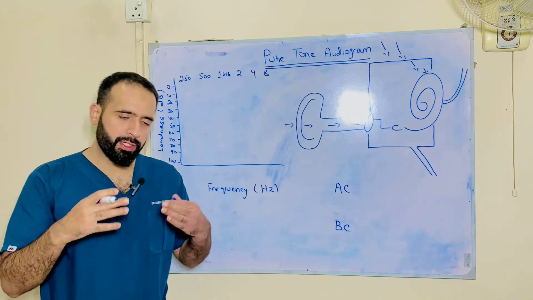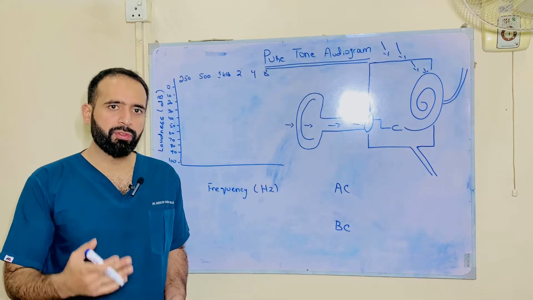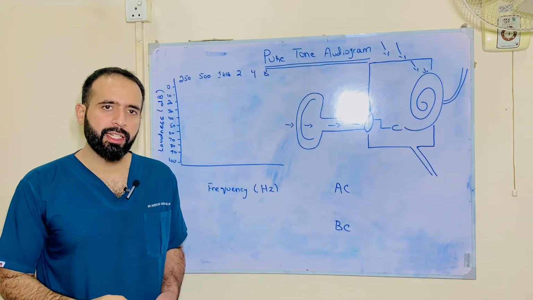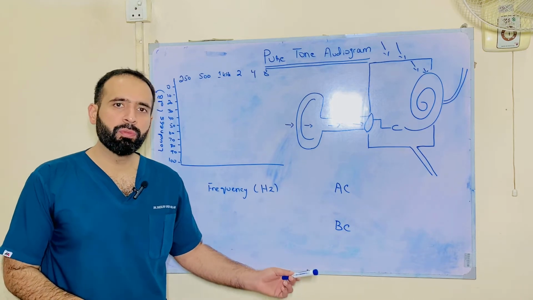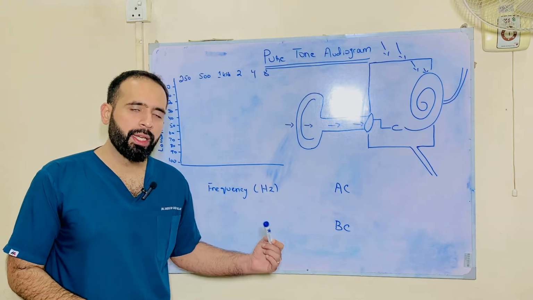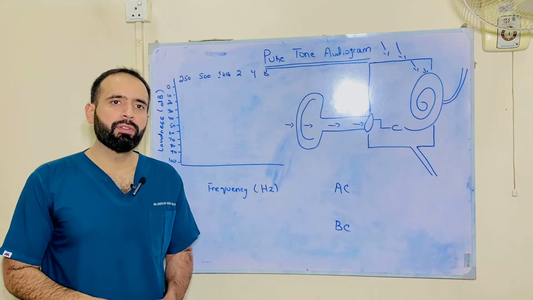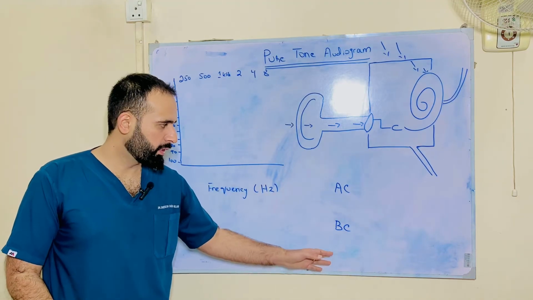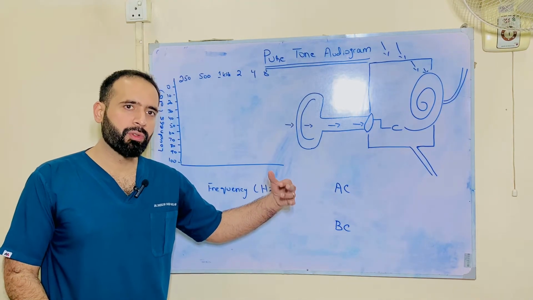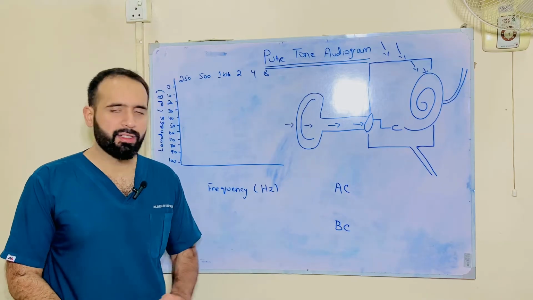So when we are doing an audiometry, or we are testing a patient for a PTA, we are going to be testing these two pathways, the ear conductive pathway and the bone conductive pathway. We are first going to give sound to the bone conductive pathway, and then we are going to present sound through the ear conductive pathway.